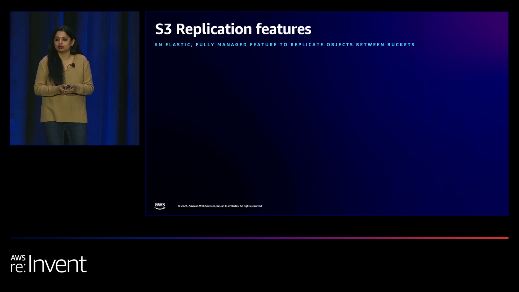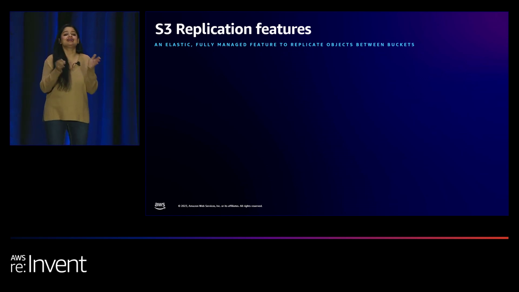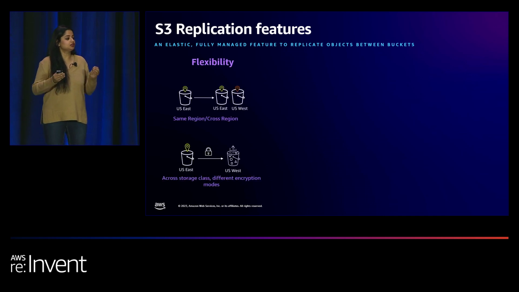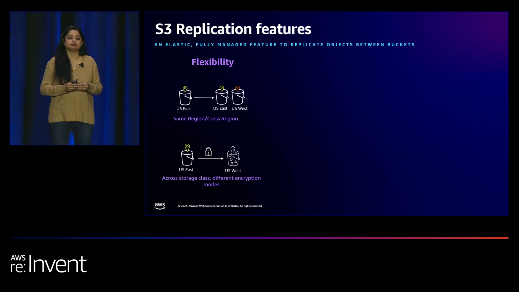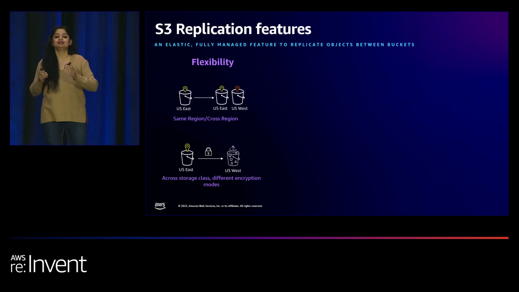Let's talk more about it. Amazon S3 replication is an elastic, fully managed feature to replicate new and existing objects between source and destination buckets. It offers the flexibility to replicate within the same AWS region with S3 same region replication, and you can choose to replicate to a different AWS region with S3 cross-region replication. You can also choose to replicate to a different storage class at the destination to optimize your storage costs.